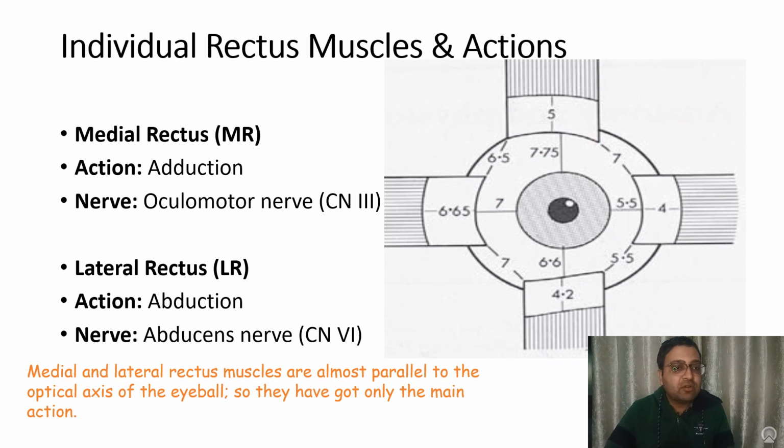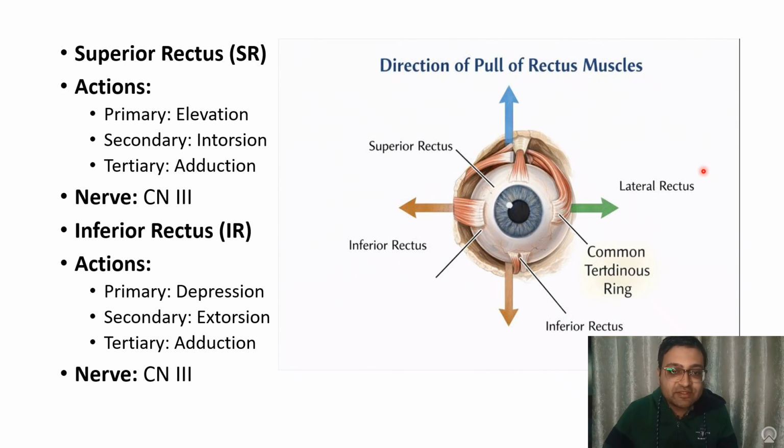Now coming on to the superior rectus and inferior rectus. They are inserted at an angle of 23 degrees to the visual axis. That is why we have primary, secondary and tertiary actions in the superior rectus as well as the inferior rectus. The medial and the lateral rectus were inserted parallel to the visual axis, so there was only the primary action. Secondary and tertiary actions are attributed to their varying degrees of insertion with the visual axis, which in the case of superior and inferior rectus is 23 degrees.